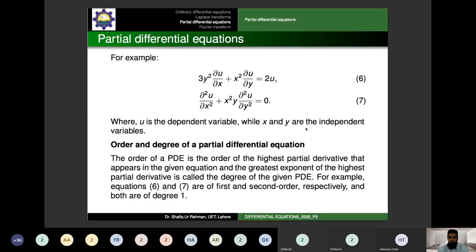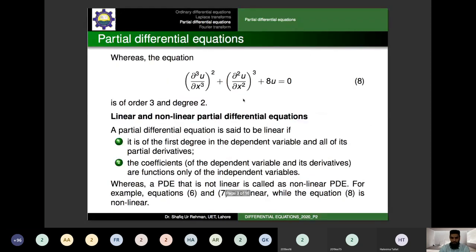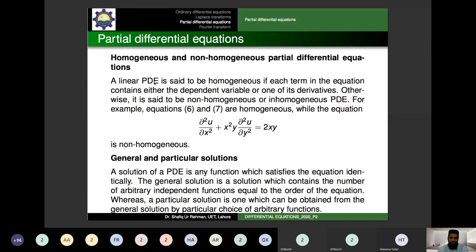On top of that, every non-zero term does contain either the dependent variable, you see, yes, or one of its derivatives. To the left hand side, we have two first order derivatives. We have second order derivatives. So yes, equations number 6 and 7 are homogeneous. We cannot talk about equation number 8, remember, because it's non-linear. So the very first thing that we need to keep an eye on while talking about homogeneous and non-homogeneous is that the equation should be linear.